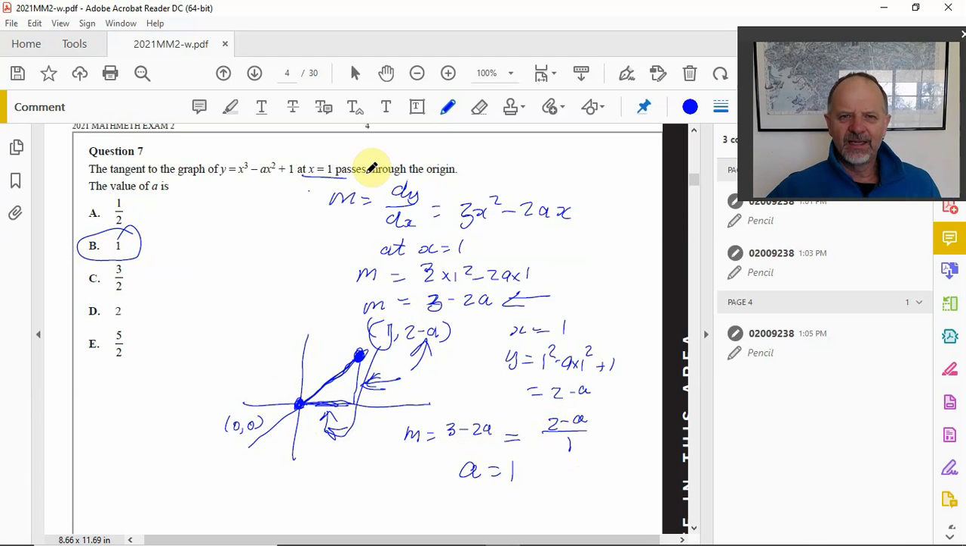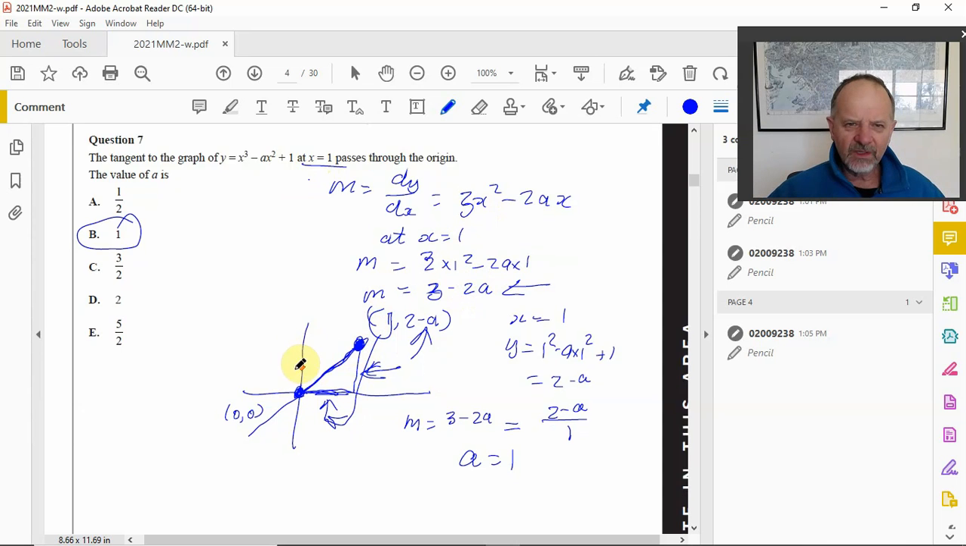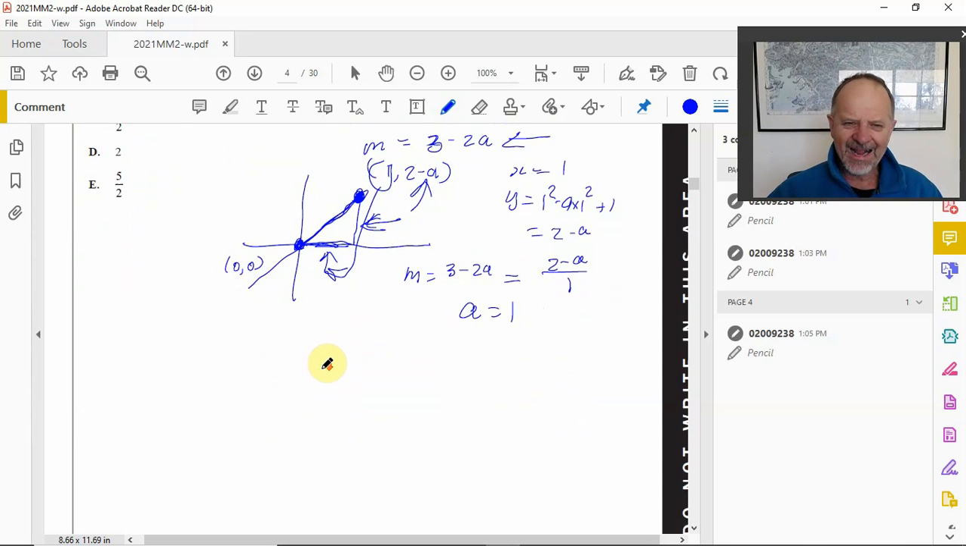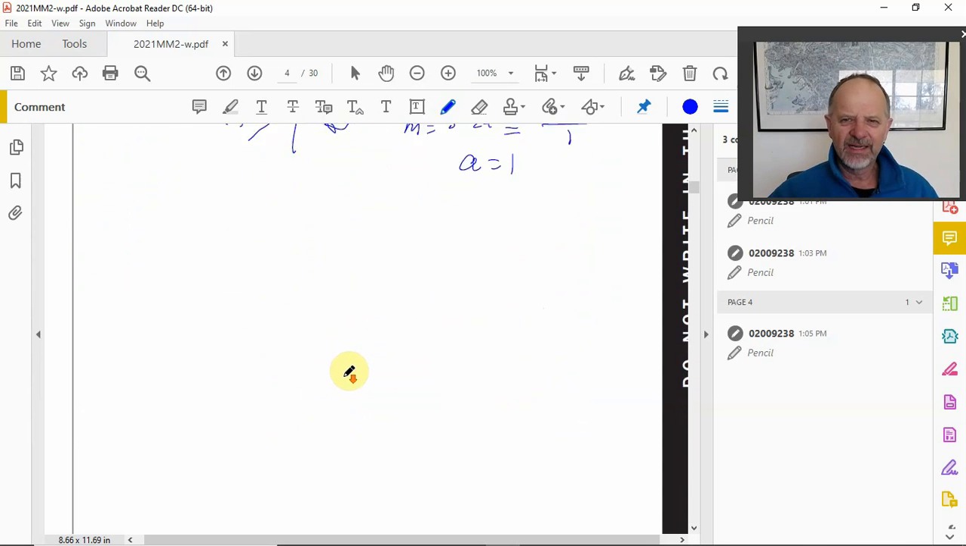All right, so the key thing here is that we know the tangent passes through the origin. We know where the point on the tangent is, because it's at x equals 1. So we equate the gradient of the tangent from the derivative to the gradient of the line joining those points, which is, of course, part of the tangent. All right, that's question 7. Question 8 would be the next one.